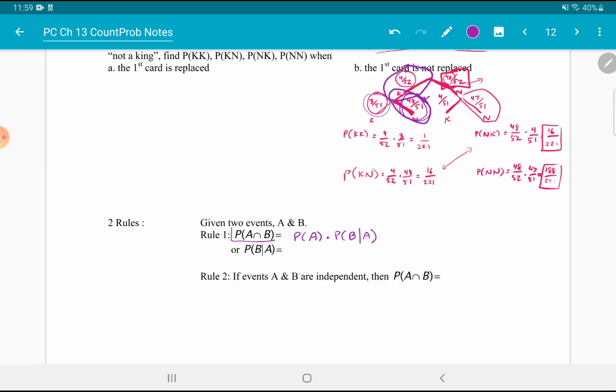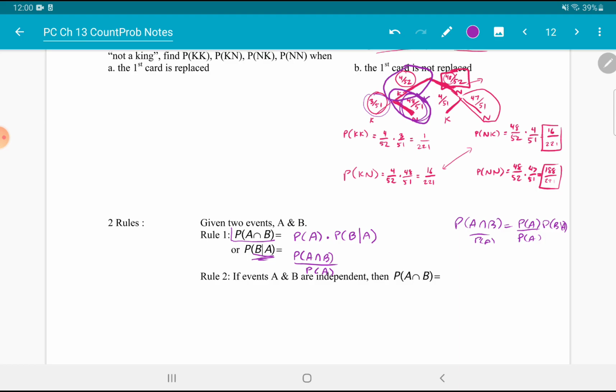Now, as I take a look at this formula, what I do notice is, if I were to rearrange a couple of things, okay, so first of all, if I had probability of A and B equals probability of A times probability of B given A, then if I wanted to solve for probability of B given A, I could divide both sides by probability of A. And that's exactly what probability of B given A is actually equal to. It's equal to the probability of A and B divided by the probability of A.